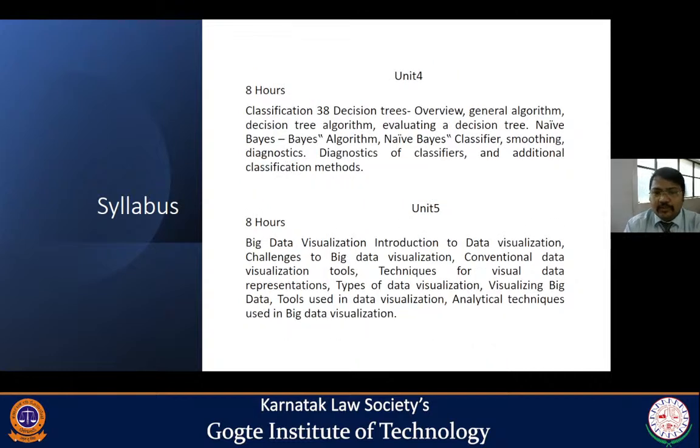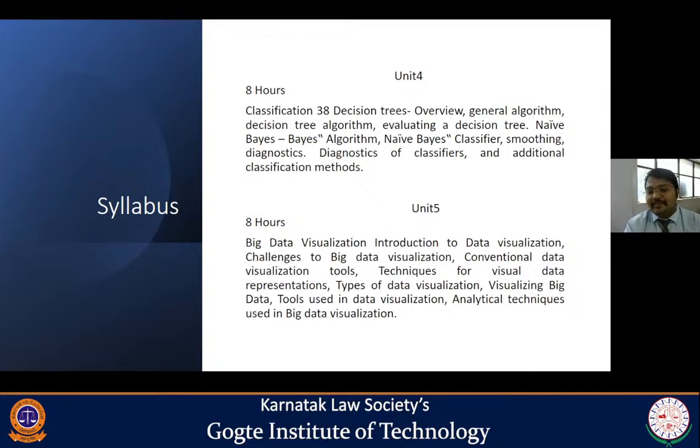Followed by the fourth unit, we concentrate more on classification and decision trees, based on an overview, general algorithm, and decision tree algorithms. Then we also take a short look into the naive Bayes algorithm and smoothing, diagnostics of classifiers, and additional classification methods.